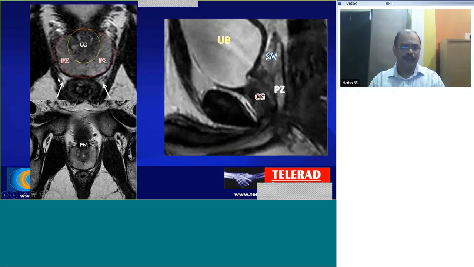So this is the MR anatomy of the prostate. We have the hypointense central zone and the hyperintense peripheral zone. And anteriorly we have the hypointense fibromuscular zone. This is the sagittal image which demonstrates the peripheral hyperintense zone and the central hypointense zone. Superolaterally we have the seminal vesicles, and superiorly we have the urinary bladder.